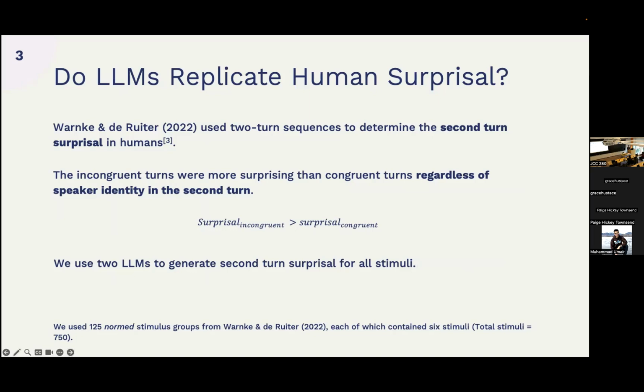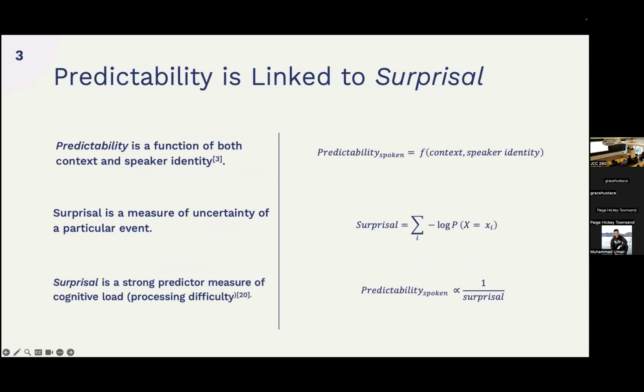So Warnke and de Ruyter did an experiment where they used 2 turn sequences to determine second turn surprisal in humans. They measured this effect and found that the second turn that is incongruent is always more surprising than the second turn that's congruent, regardless of who is speaking in the second turn, so if it's the same speaker or a different speaker. And we wanted to use large language models to generate turn surprisal for all of the stimuli that Warnke and de Ruyter used. And we have a few relationships to keep in mind here in our work.